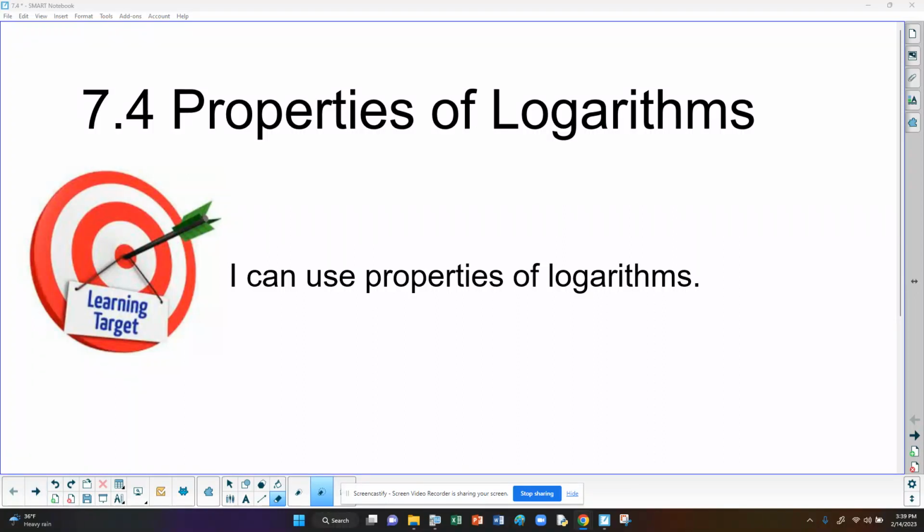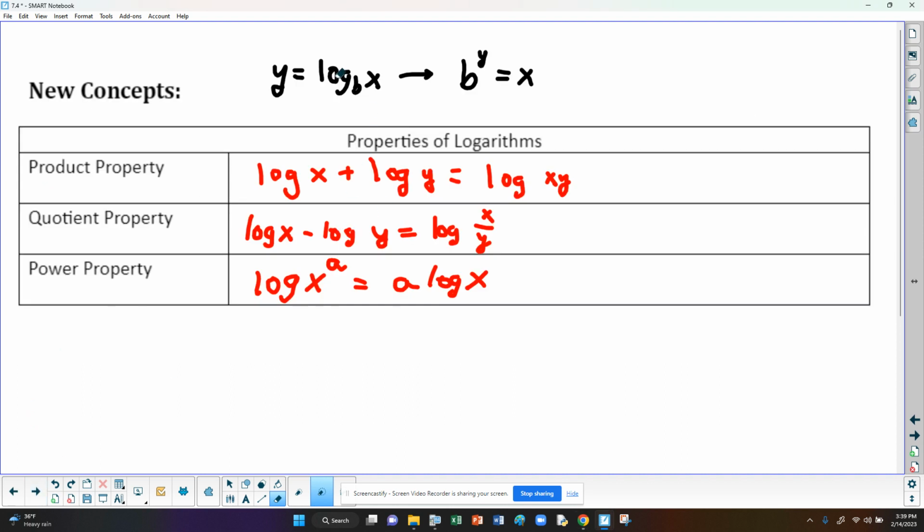Hello, Algebra 2. Welcome to section 7.4, where we are going to continue our journey with logarithms and look at how we can expand and condense logarithms using a couple properties. The properties are related to exponents because logarithms, remember, are just solving for missing exponents. So it's important to keep in mind that when you solve a logarithm, you are finding a missing exponent that connects and completes your equation.